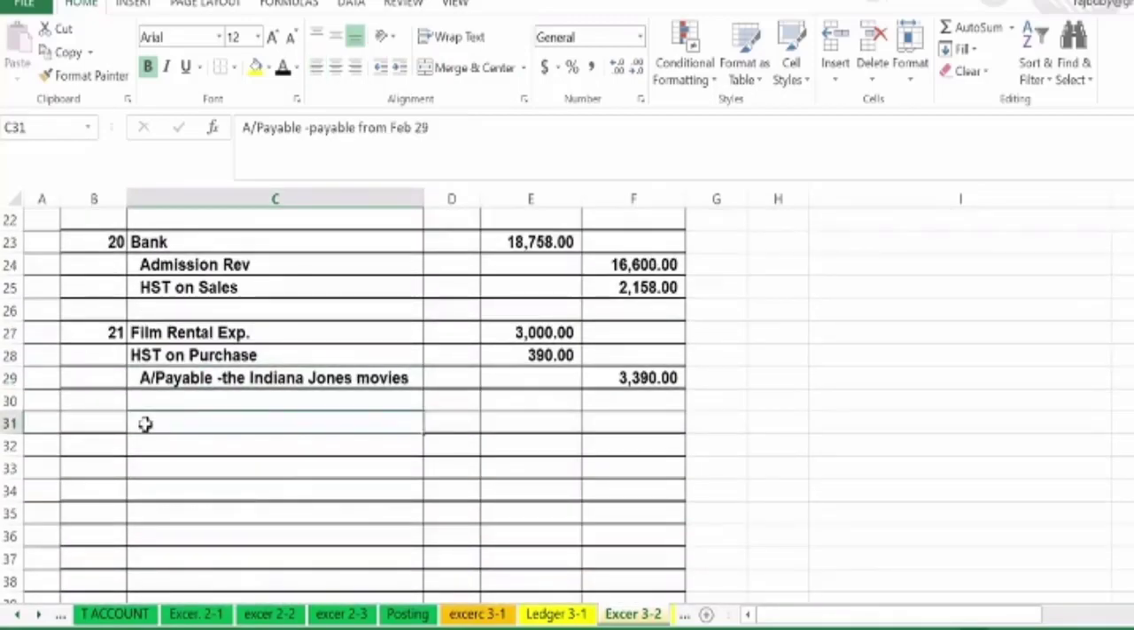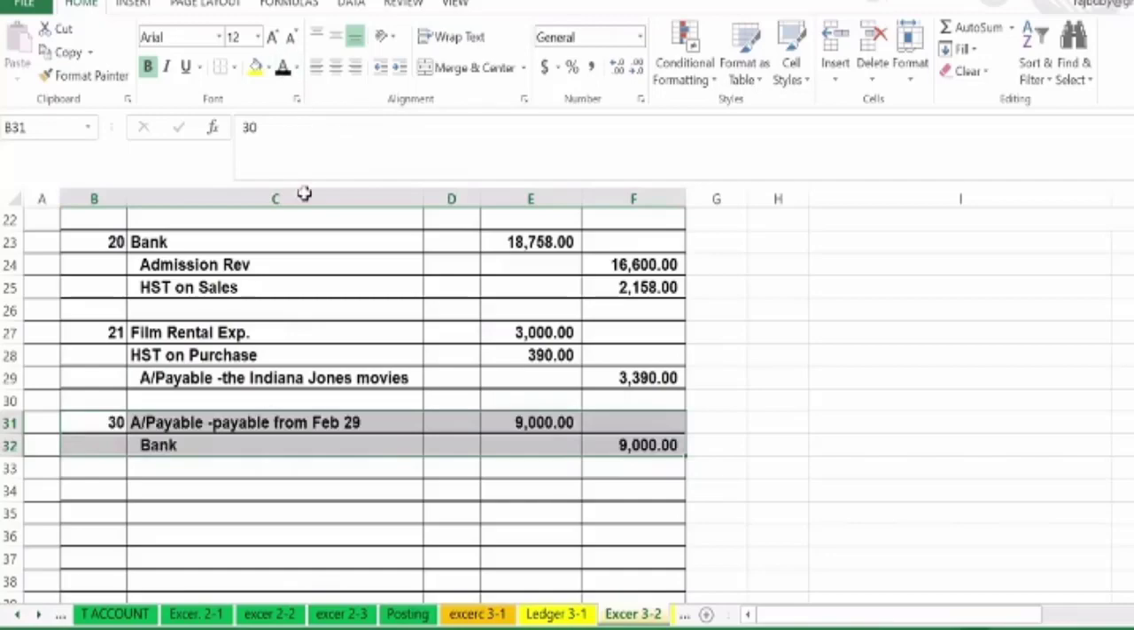March 30th. Paid the balance due from February 29th, 9,000 on accounts payable. So we will debit the accounts payable for 9,000, and then we'll credit our bank for 9,000. And then we'll make a note saying that it's from February 29th accounts payable.